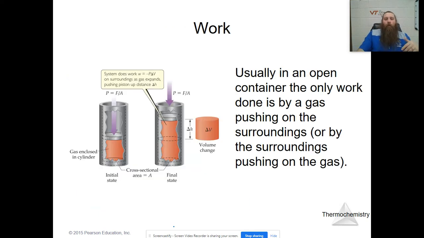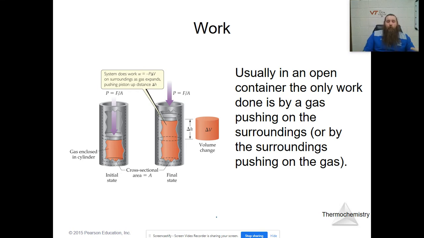When we look at work, it is usually done in a closed setting. An easy way to look at this in chemistry is to look at the work done in a piston, all right? So when you compress the gas and you change the amount of volume in there, the gas particles are pushing back.